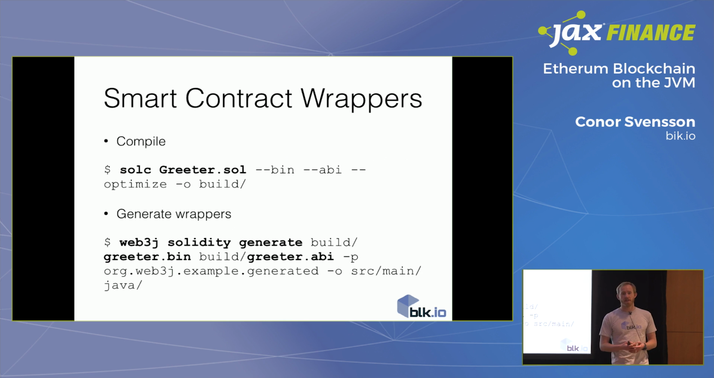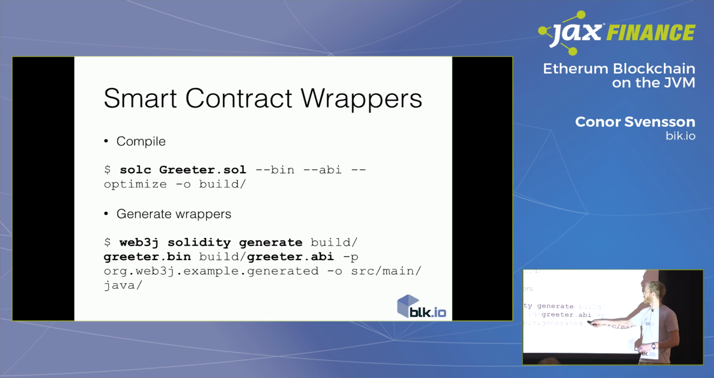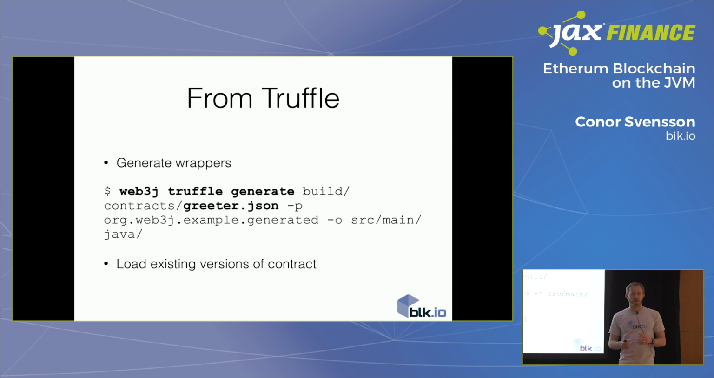Once you have those two artifacts, you can generate your smart contract wrappers. What we do here is use this web3j solidity generate. We specify where our binary file is, where our ABI file is, the package name we want to generate, and then where we want this to be pushed out to. There is a Maven plugin and a Gradle plugin being worked on to help simplify this, because arguably it's something that could be nicely automated, so that you don't even have to do these steps. But once that's done, it generates a smart contract wrapper.